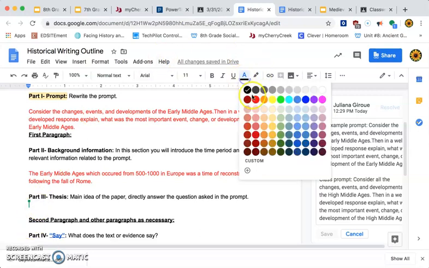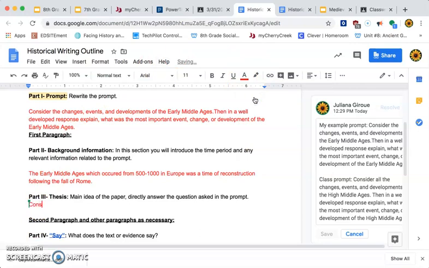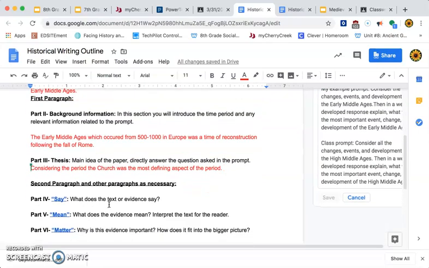Okay. Considering the period, the Roman Catholic Church, that's what I think, the church was the most important aspect, I'm going to say most defining aspect of the period. Awesome. So here is my main idea. This is what I'm going to explain for the rest of the paper. I'm going to talk about the church and why it's the most defining aspect. All right, awesome. Moving on.